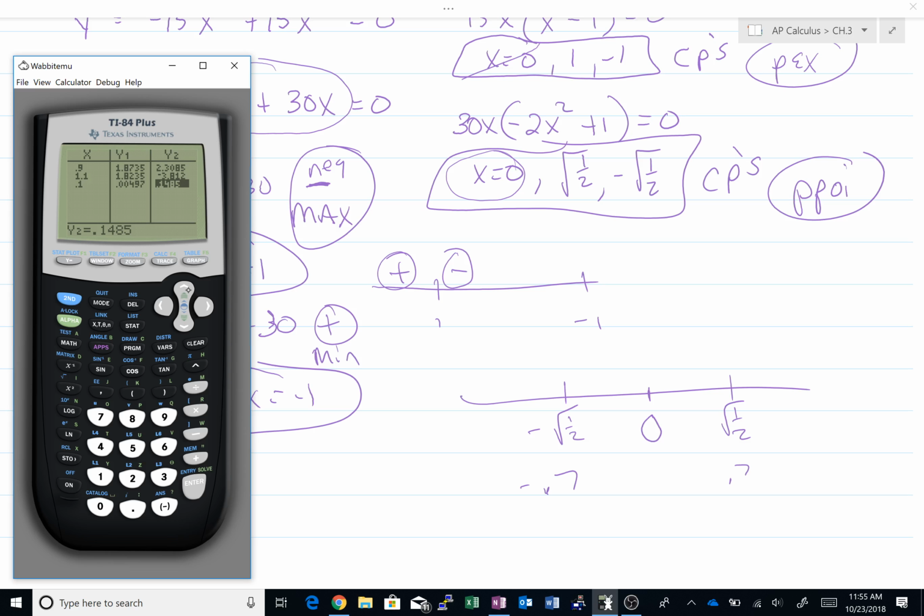Guys, let's see if we can take all this information right here and piece together what this graph looks like.